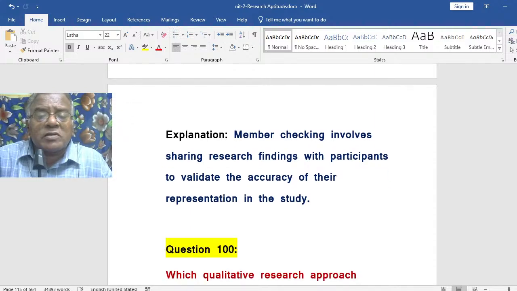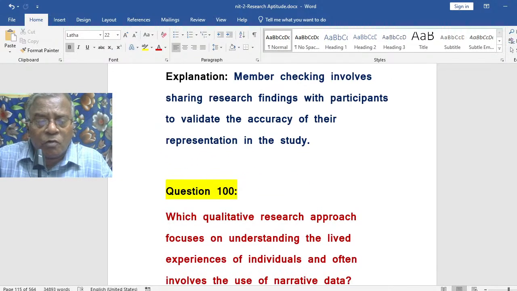Member checking involves sharing research findings with participants to validate the accuracy of their representation in the study. Of course, you understood the general meaning, I hope so.